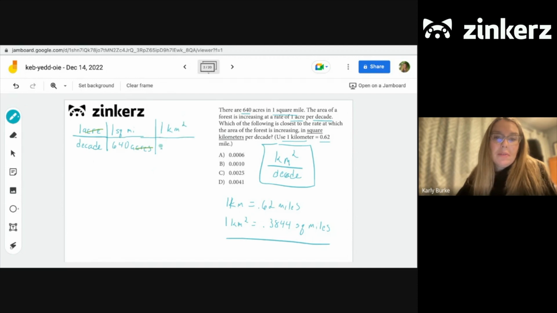So now we're going to use the relationship that we have here, that 1 square kilometer is equal to 0.3844 square miles. And here the square miles cancel out. So when you multiply across the top, we're going to multiply everything on the top and divide by everything on the bottom. And when you do this out, you end up with 0.0041, which is rounded, but the answer is D.